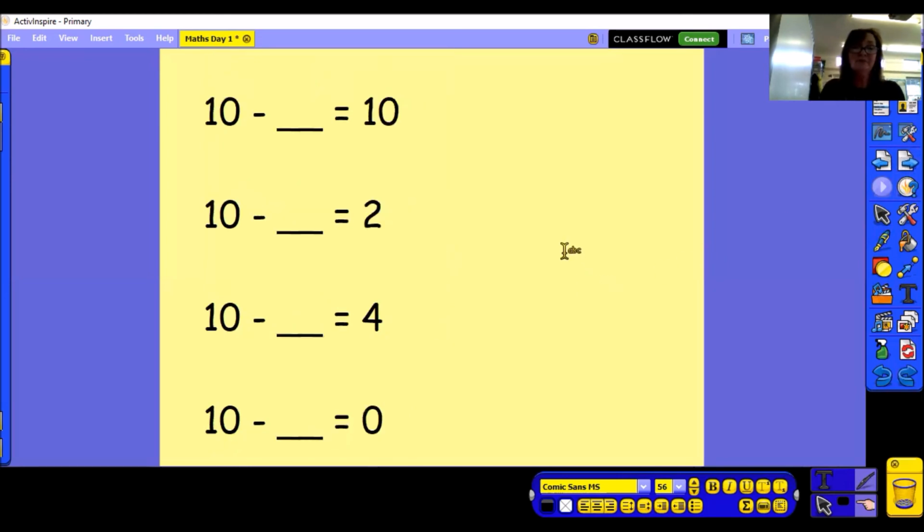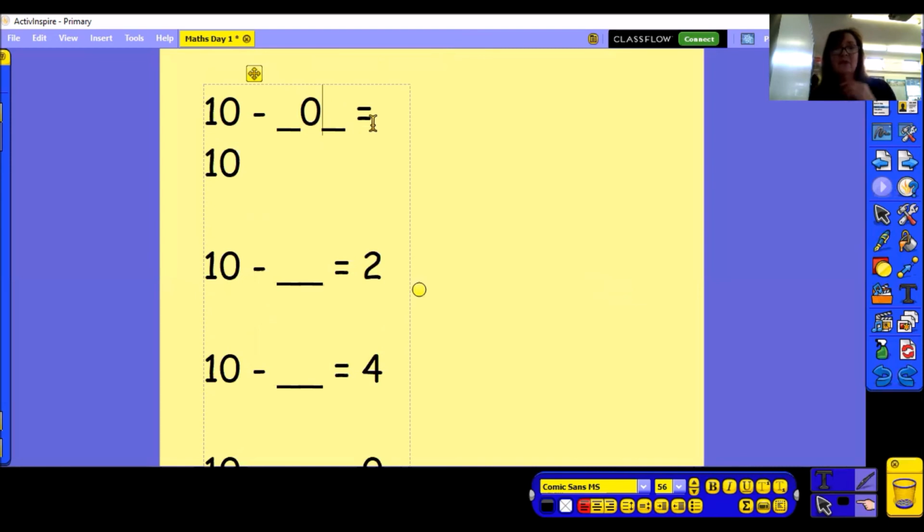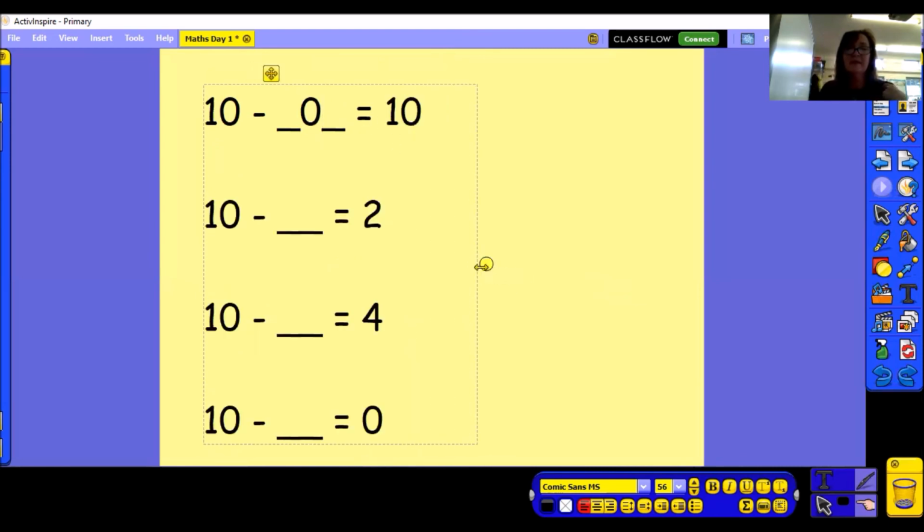Let's have a little look at this one. 10 take away something is 10. That's right, 10 take away 0. What about this one? If we had 10 take away 0 is 10, 10 take away what is going to be 2? 10 take away 8 is going to be 2.